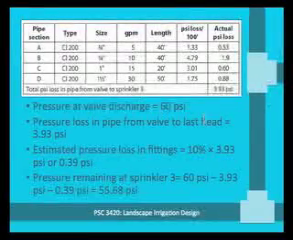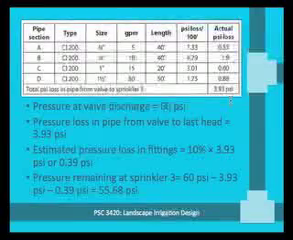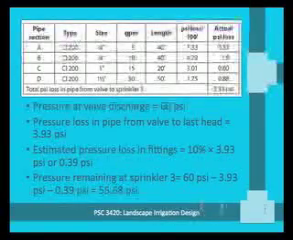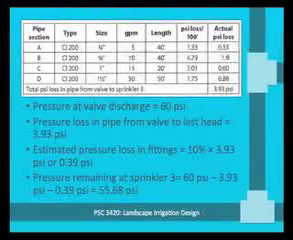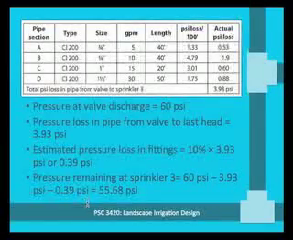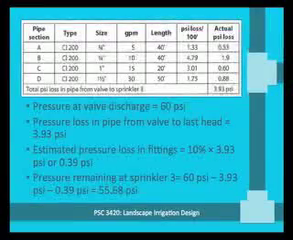So there are 60 PSI coming from the valve. The pressure loss in the pipe from the valve to the last head is determined here at 3.93 PSI. The estimated loss in the fittings, pressure loss in the fittings, is going to be 10% times that, so that's 0.39 PSI. And the pressure remaining at sprinkler 3 is going to be 60 PSI minus 3.93 PSI minus 0.39 PSI, or 55.68 PSI.